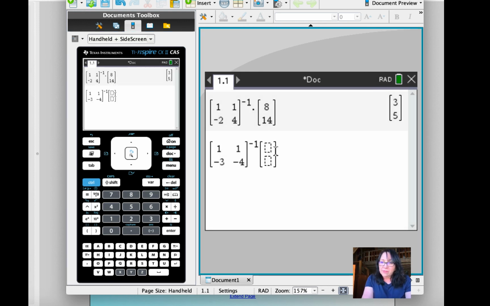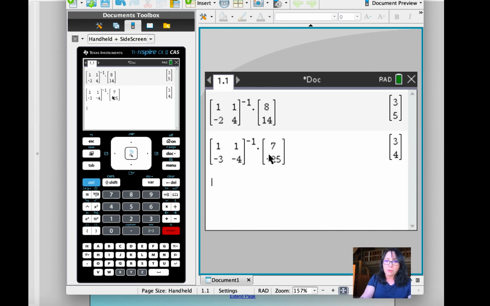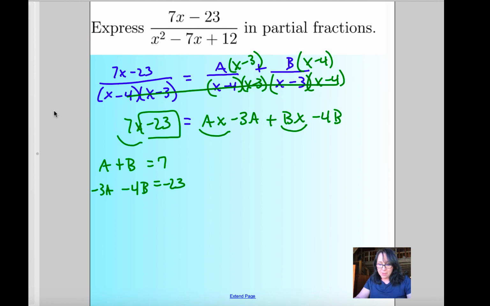Okay, go back here. You click on this. And I think, what were the two terms? 7 and then negative 23. So I hope I copied those right. Negative 23. Enter. 3, 4. A is 3. B is 4. So we're all done. We get A is equal to 3. We have B equals 4.